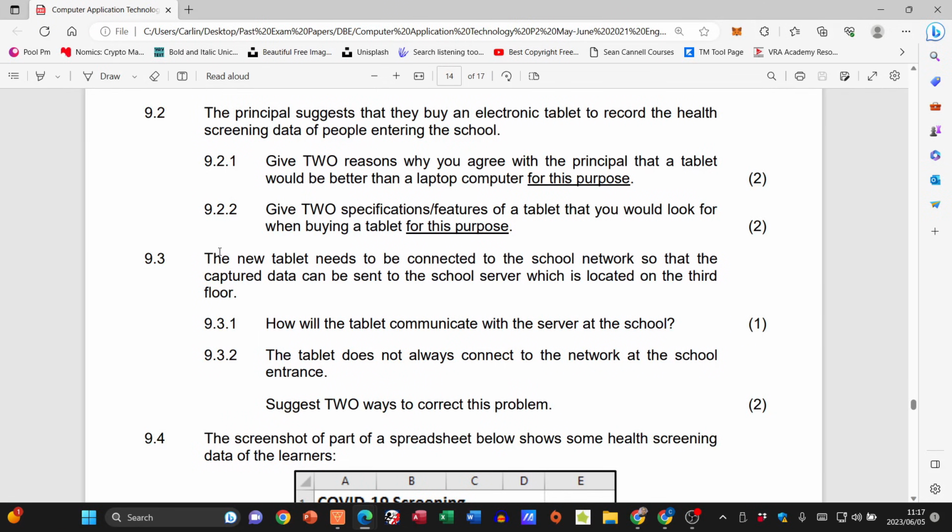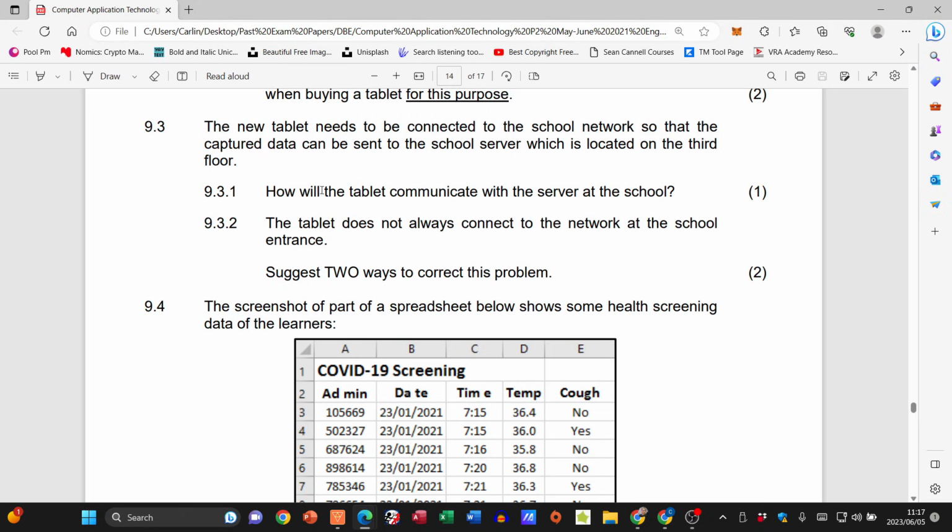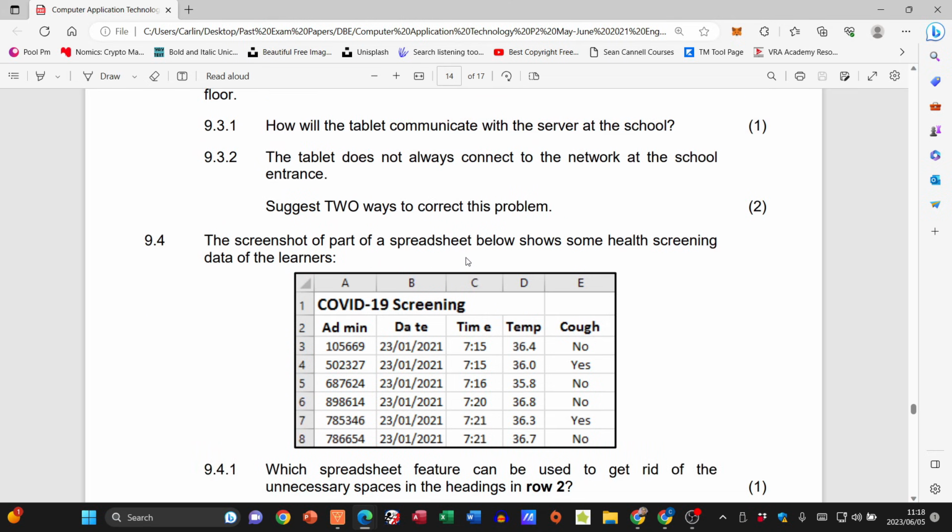Then we continue. The new tablet needs to be connected to the school network. So do you see why we looked at this in 9.2.2? So that the captured data can be sent to the school server. So we should have bought one that has Wi-Fi capability so it can link to the school network. How will the tablet communicate with the server at the school? And I've just said it now, either via a USB cable directly connected to the server, which is not practical, but generally connected over Wi-Fi. The tablet does not always connect to the network at the school entrance.